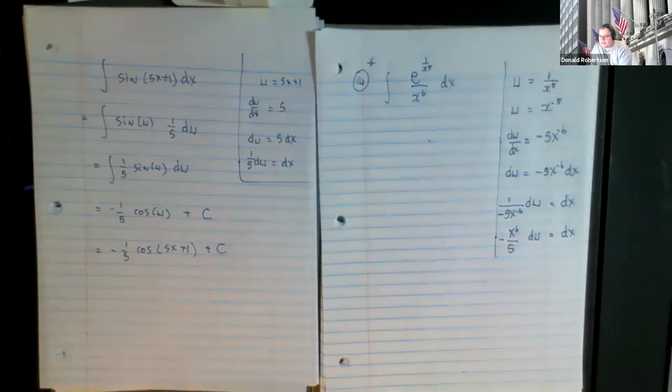Are you okay with the x to the negative 6 in the bottom being the same as an x to the 6 on the top? Remember that rule, 1 over a negative power is the same as a positive power. That's going to be helpful there.